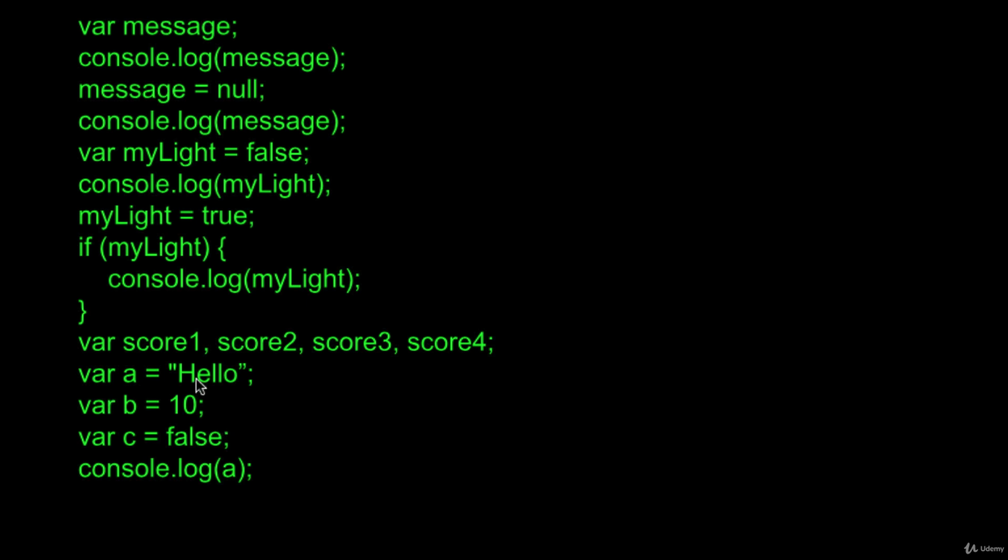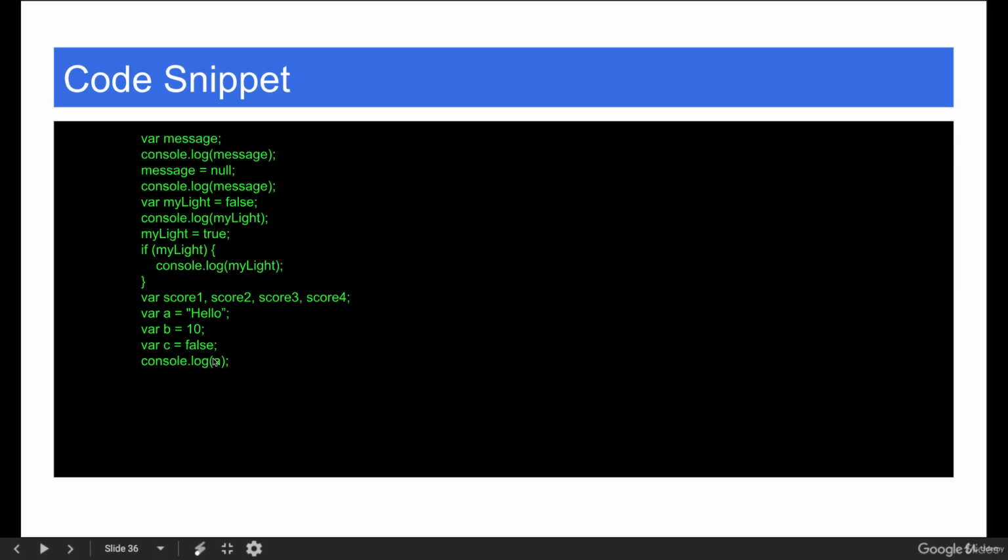And here's another example of the different data types that we've covered so far. So we have A is equal to hello. Notice the quotes around there, so that indicates that it's a string. B is equal to 10. There are no quotes around there, that indicates a number. And C is equal to false. True and false is a boolean value. So again, no quotes, otherwise it would be a string. And you can output the value of A.